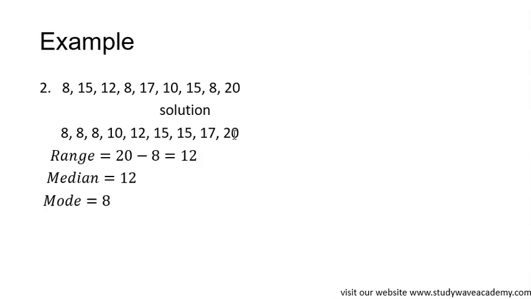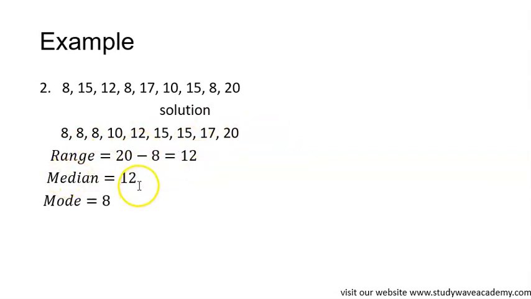So what do we do next? To calculate the range, remember, it is the largest value minus the smallest value, and the largest value here is 20. So 20 minus the smallest value, which is 8. 20 minus 8 is going to give us 12. So the range of this data set is 12.